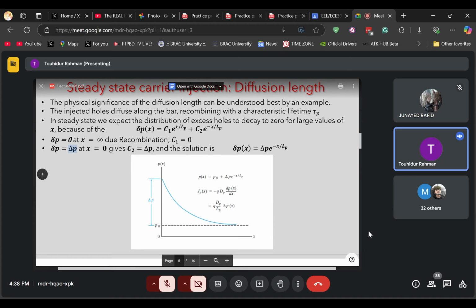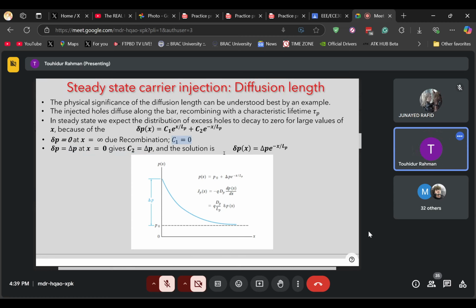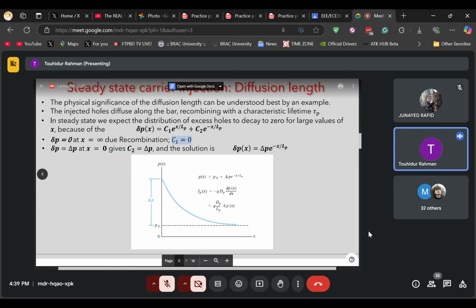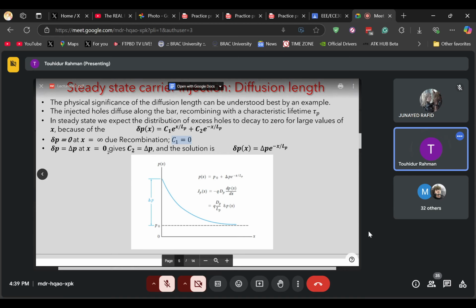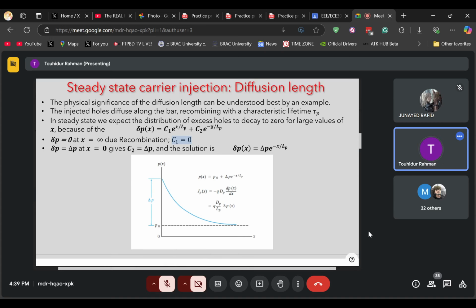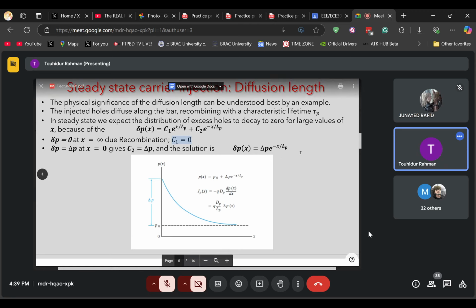Delta P is the value of del P at x equal to 0, and if we apply that boundary condition here, C1 is already 0, we will get del P as a function of x equal to delta P, which is the carrier concentration at x equal to 0, times e to the power minus x divided by LP. Do you understand the derivation now?